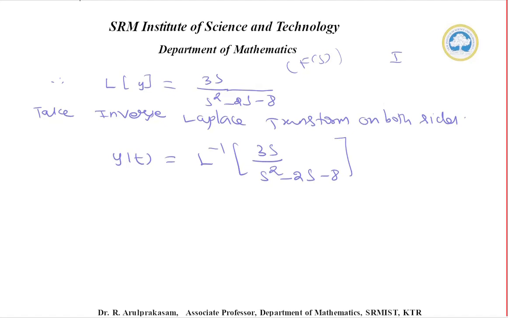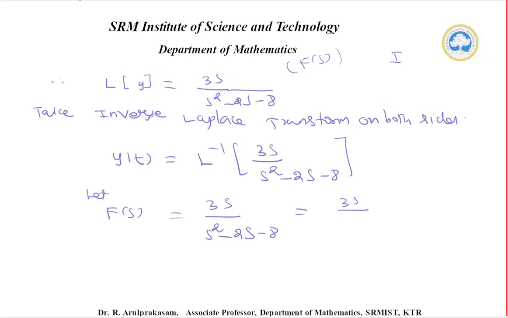Everyone should know how to solve an inverse Laplace transform. What methods did we discuss? We have the partial fraction method, convolution theorem method, and residue method. Any method we can follow, but generally we follow the partial fraction method. So what is my f of s? My f of s is nothing but 3s divided by s square minus 2s minus 8. We don't have any direct formula, so we factorize the function.